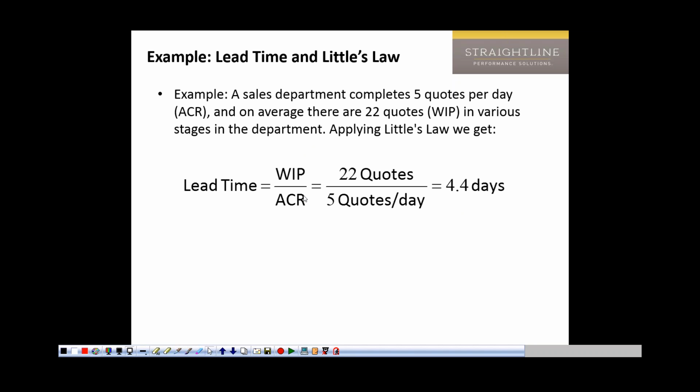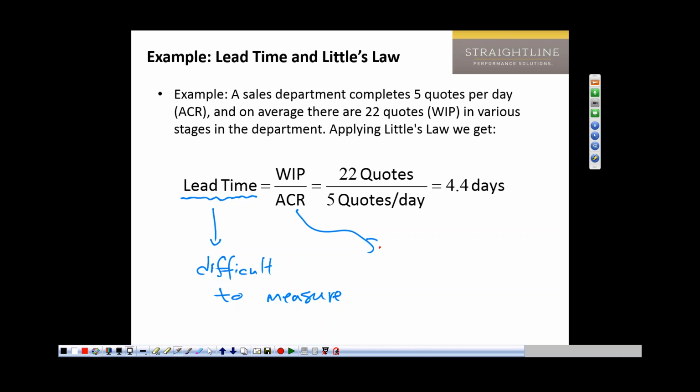I mean, why do I care about Little's Law and all this stuff? Well, one of the things that's kind of neat about it is lead time is often difficult to measure. However, throughput is usually a snap. Usually this is very easy to measure. And WIP is usually fairly easy. So very often you can get an idea of lead time by simply looking at the WIP and the throughput. And it's an easier way to do it.